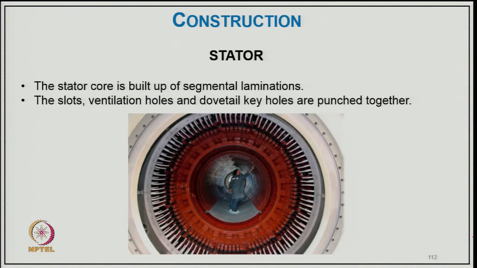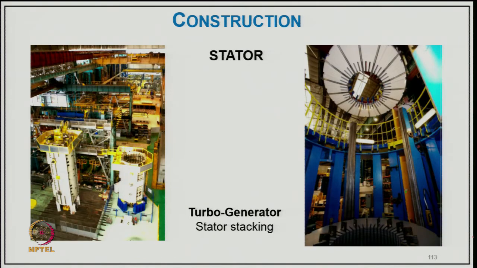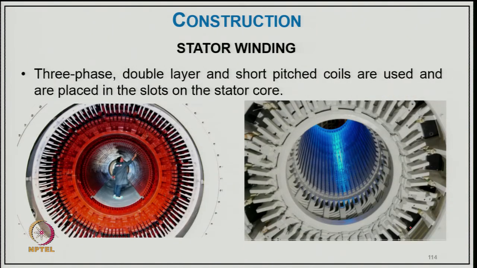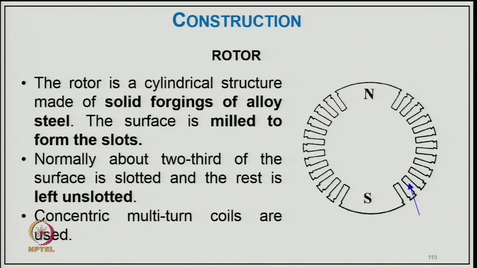The stator core is built from segmental laminations; the slots, ventilation holes and dovetail keyholes are punched together for the purpose of cooling. And then you can see the stator assembly of the turbo generator, the stator stacking, as you can see. Then the 3-phase double layer, short pitch coils are placed in the slots in the stator winding.